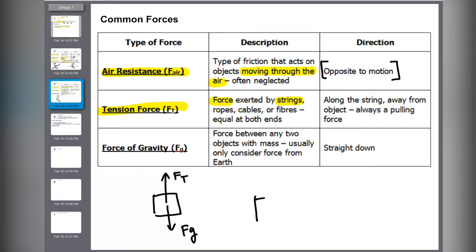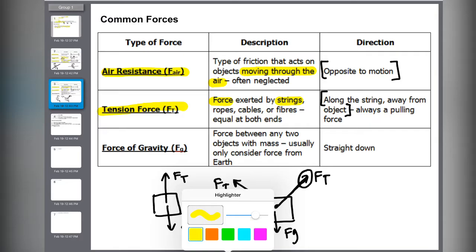Okay, if I have a picture frame, sometimes people hang their picture frame weirdly. They can kind of mount it with two strings like that. Then you would have force of tension. As long as it has a rope, it will have force of tension. And notice the direction is always along the string, pointing away from the object. Okay, so that's the direction of force of tension. So along the string, away from the object. It's always a pulling force.